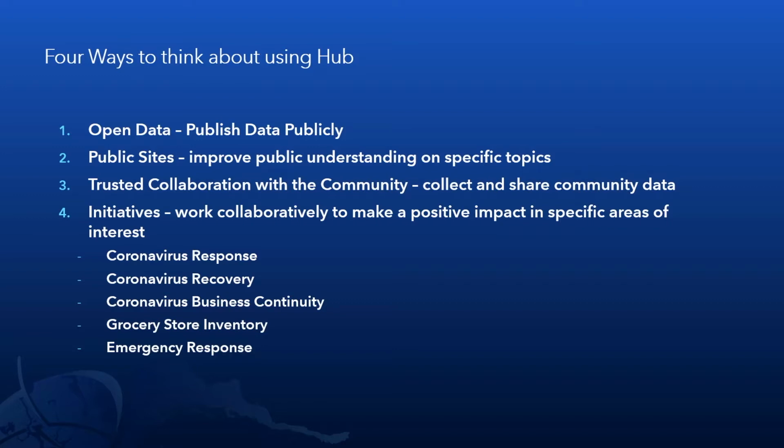The second way is to have public sites to help the public improve understanding on specific topics, and we'll show what that means here in just a sec. The third way to think about using Hub is from the perspective of having trusted collaboration with your community. This could be on a specific topic like homelessness or the opioid epidemic, or from a disaster perspective, community damage assessment and the like, and bringing in additional information from trusted members of the community.